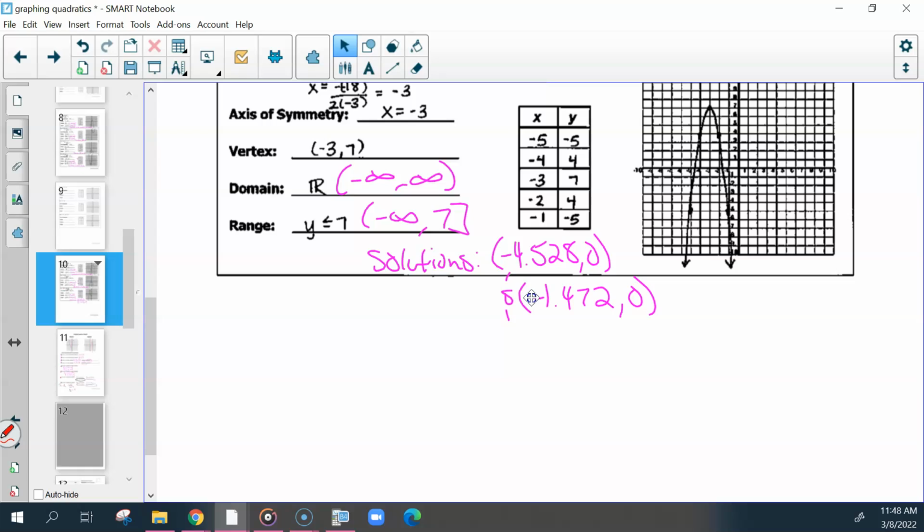Guys, let me ask you a question. On a solution, what is the y value always on a solution? What's the y value? Zero. The y value is zero. That's the definition. Solution, zero. Y is always zero.